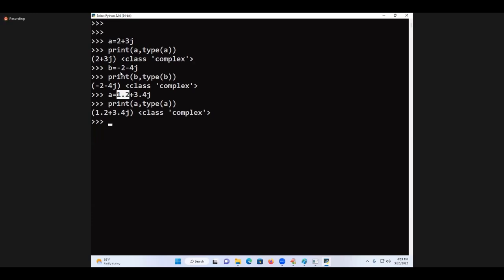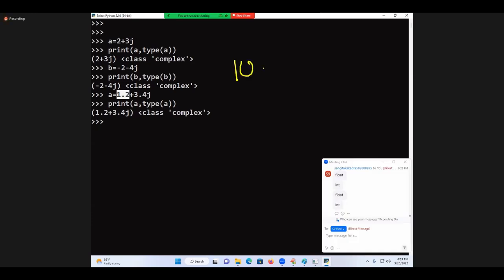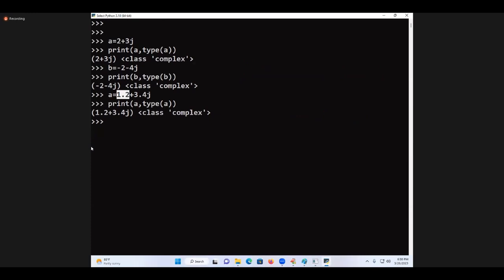Did you understand that? See students, 10 can be taken as 10.0. But 10.0 cannot be taken as what? 10. This point is very important, fundamental students. Now I'm going to move forward.